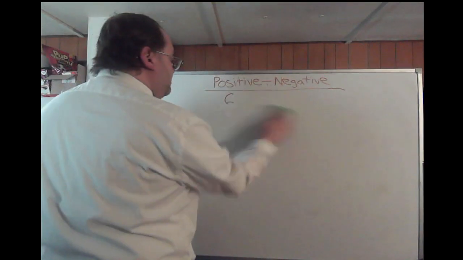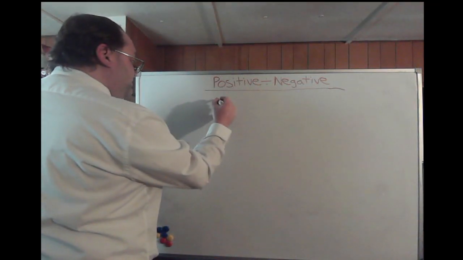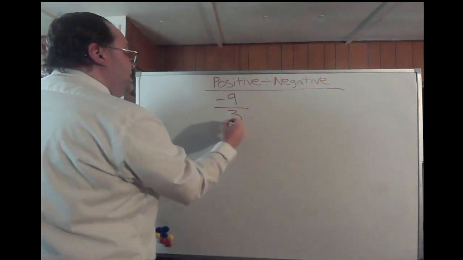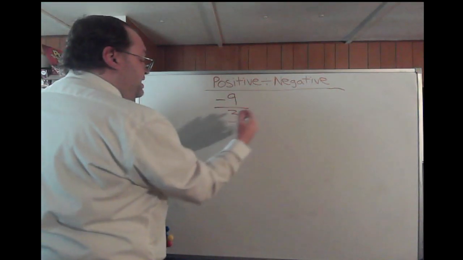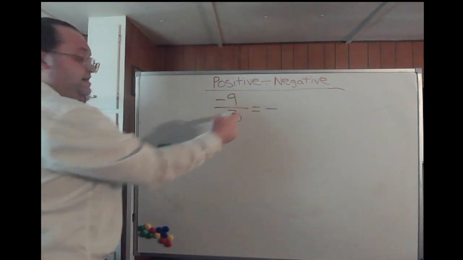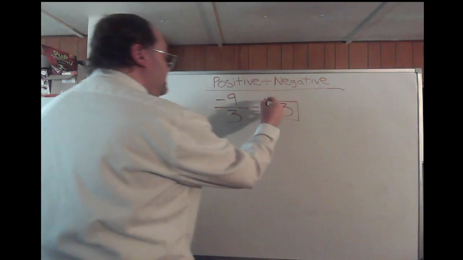And then let's throw it in reverse here. Now let's do a negative divided by a positive. You have -9 divided by +3. Well, a negative divided by a positive will be a negative. Now let's focus on what's 9 divided by 3. That'd be 3. So your answer to this would be -3.